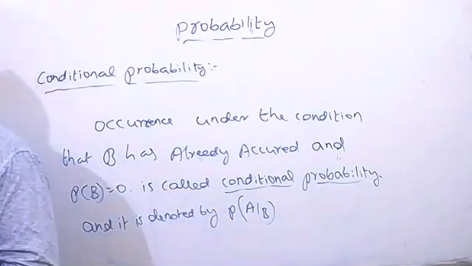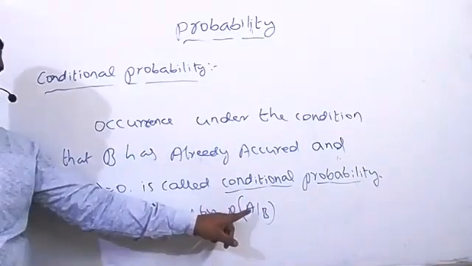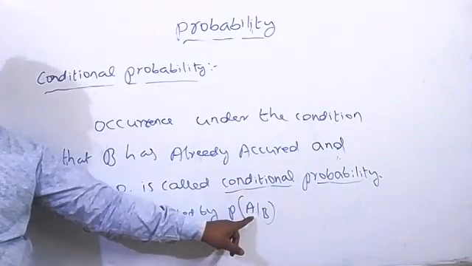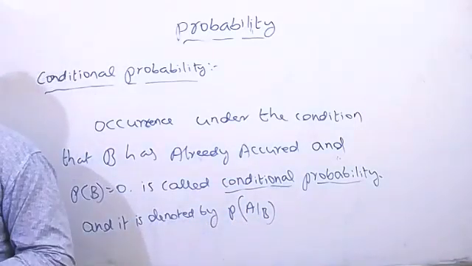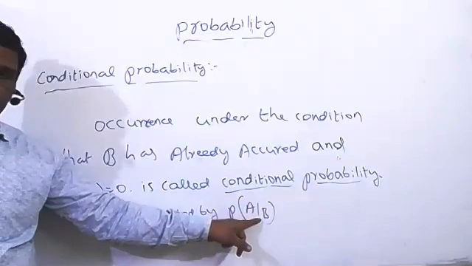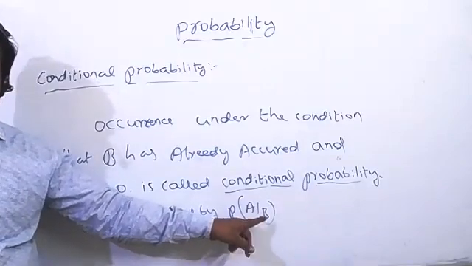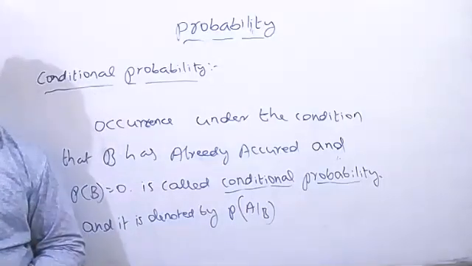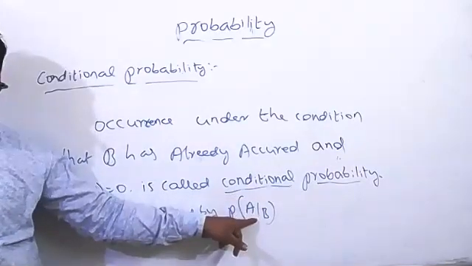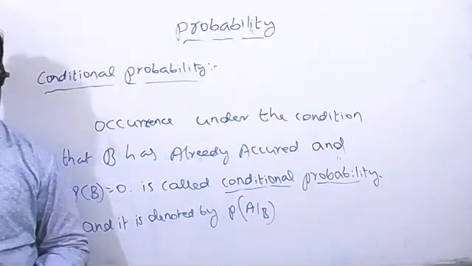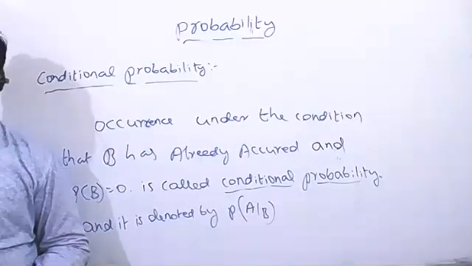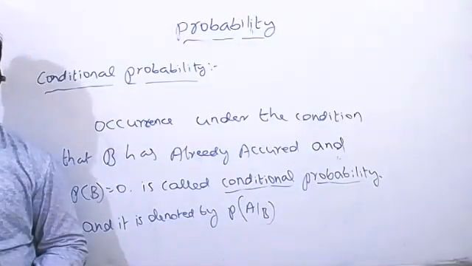That means the probability of occurrence of event A, under the condition. What is the condition here? The event B is already occurred. That means before occurrence of A, B has already occurred. Then that is what we call the conditional probability.